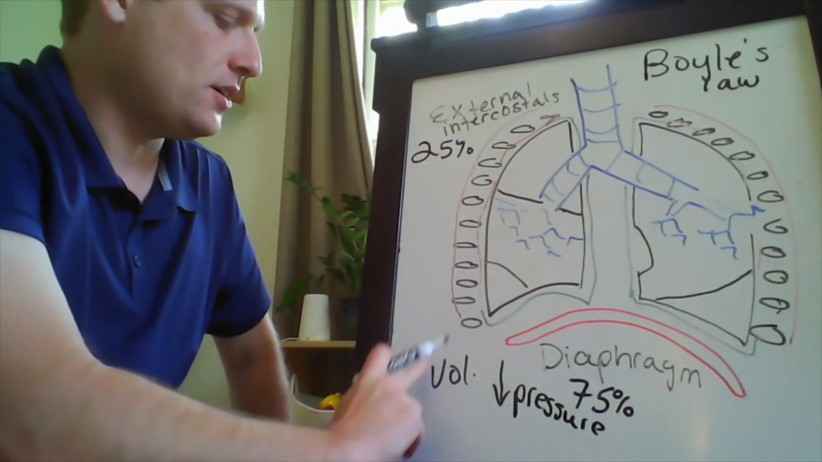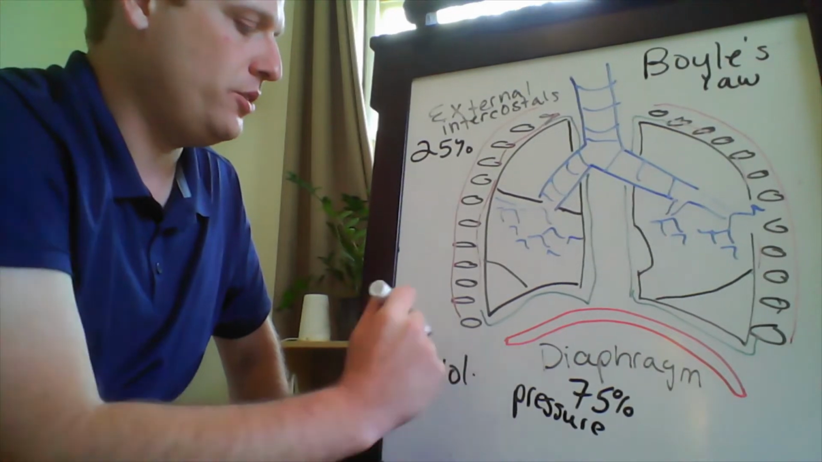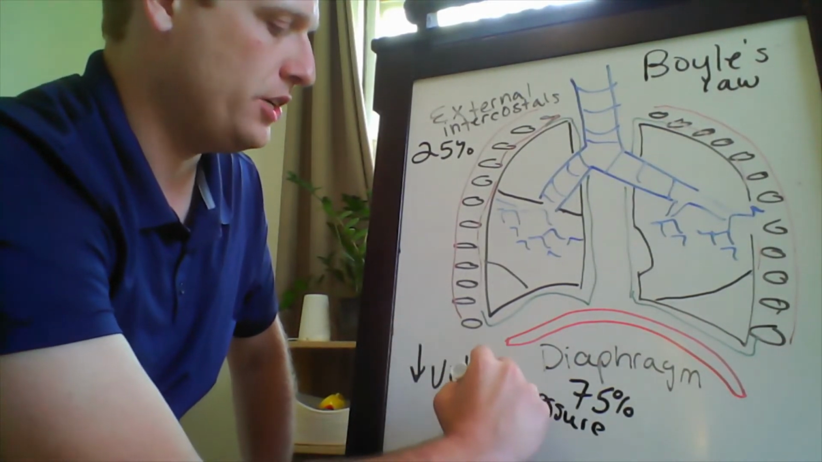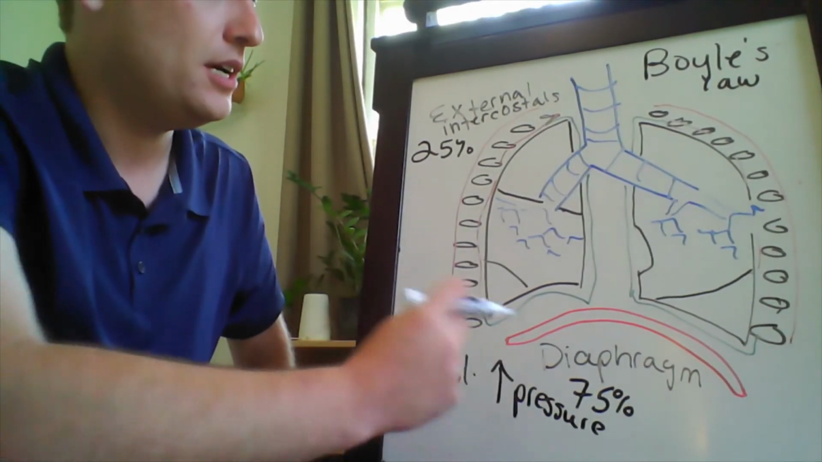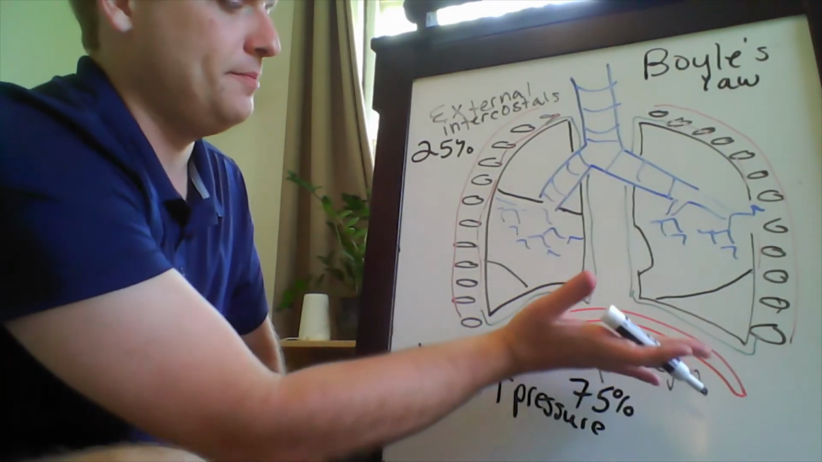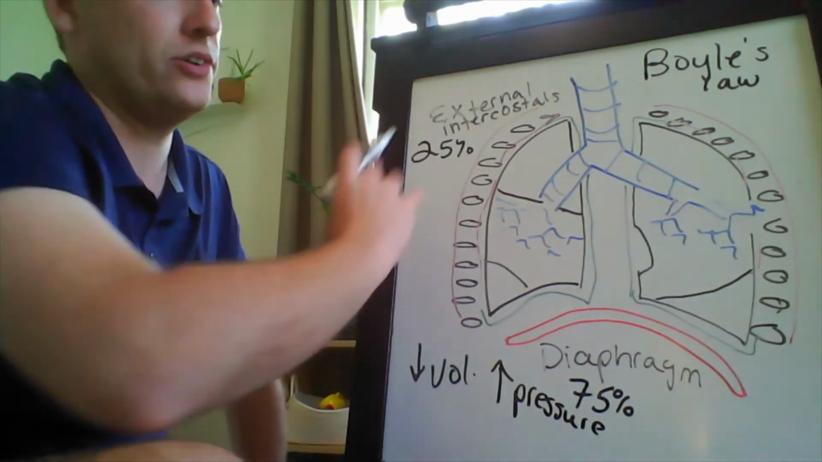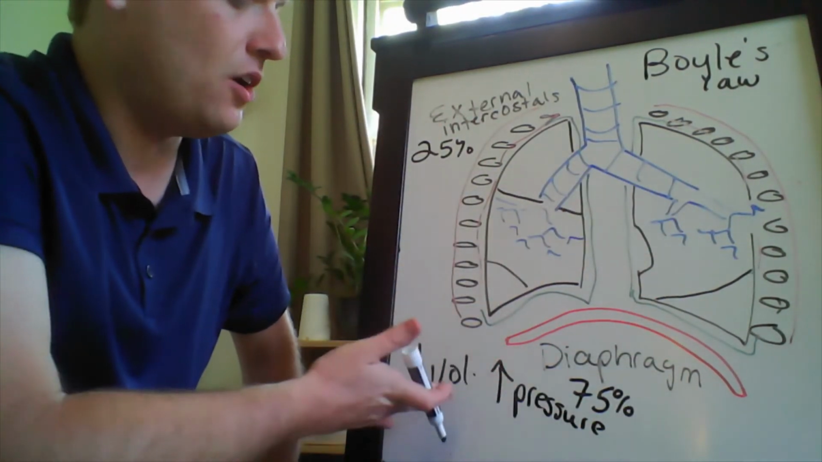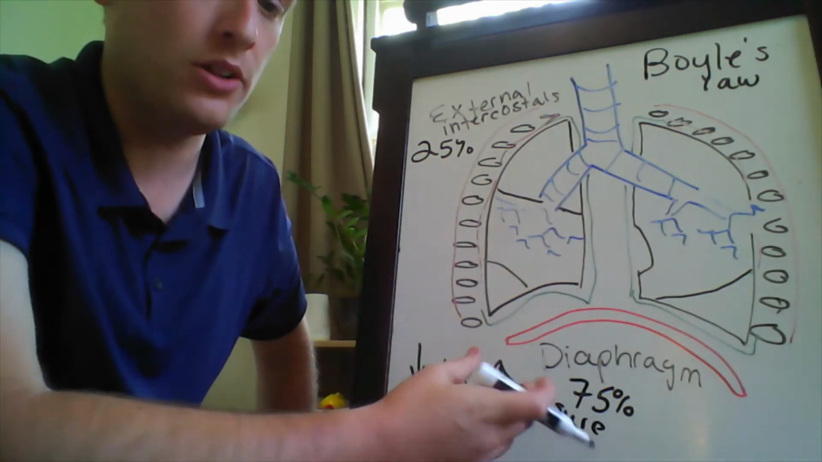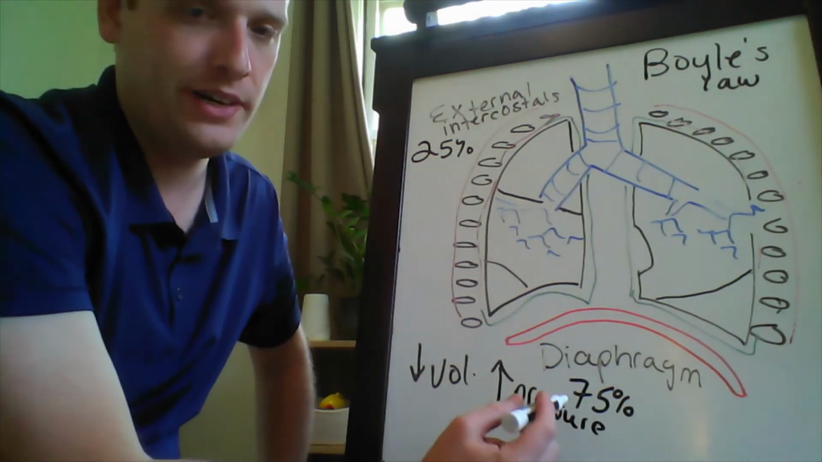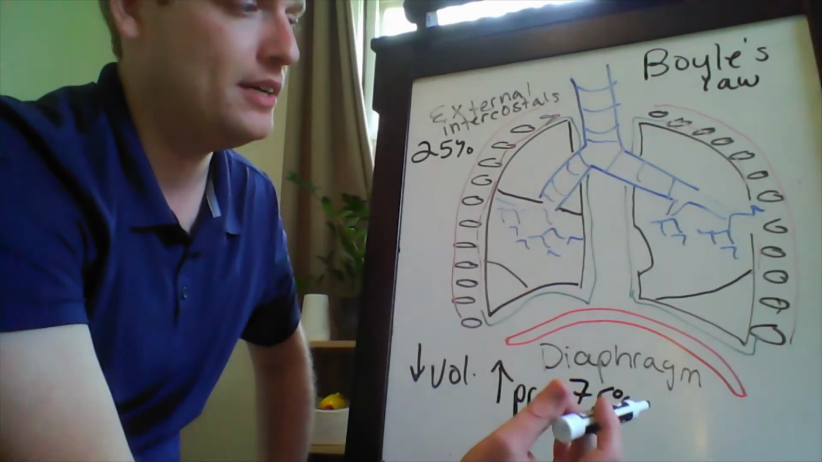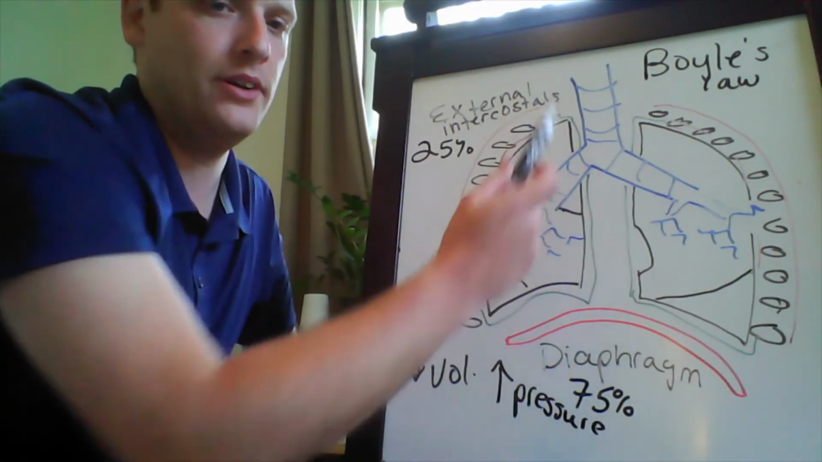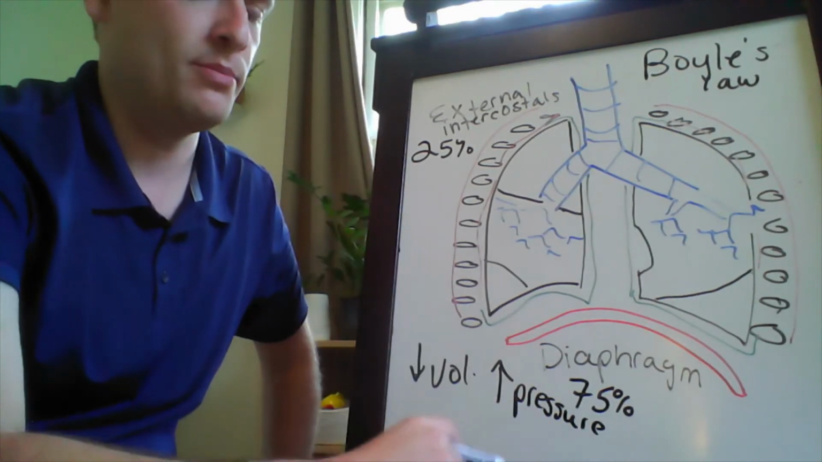Then the opposite is also true. When you decrease the volume of the lungs, you increase the pressure. So when the diaphragm relaxes and the external intercostal muscles relax, they're going to make the volume of the thoracic cavity smaller. And that's going to increase the pressure above the atmospheric pressure. And so that air is then going to travel out of the lungs and out of your body.